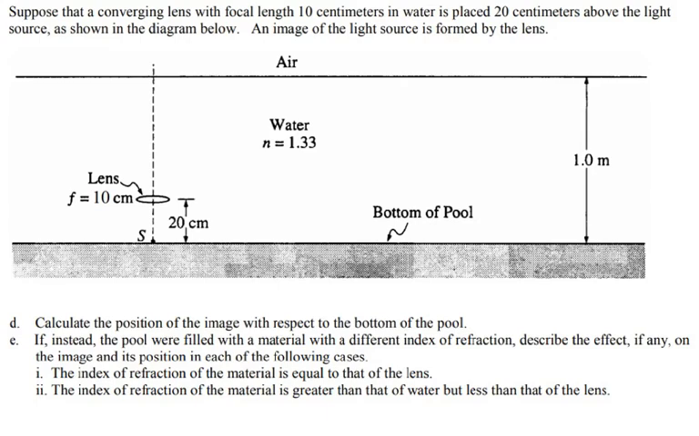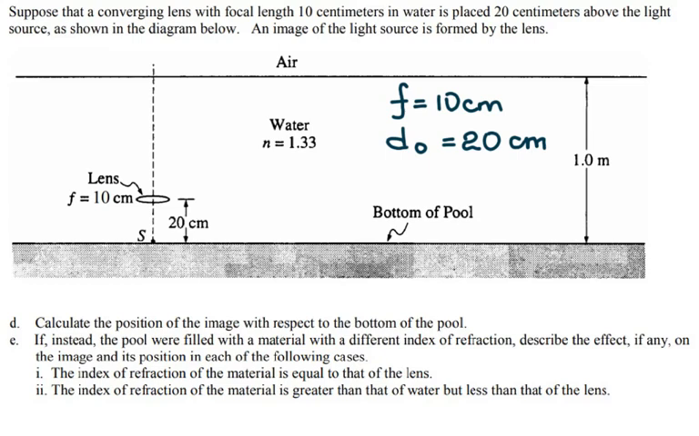So they show you 20 centimeters. It's above the ground, as shown in the diagram. And then an image of the light source is formed by the lens. And so for the next question, they ask you to calculate the position of the image with respect to the bottom of the pool.